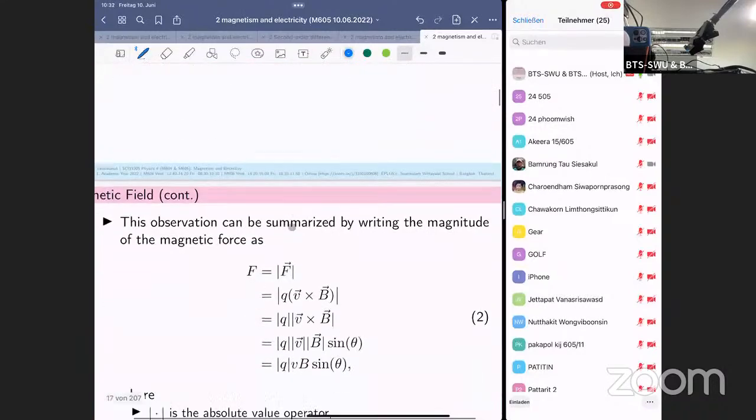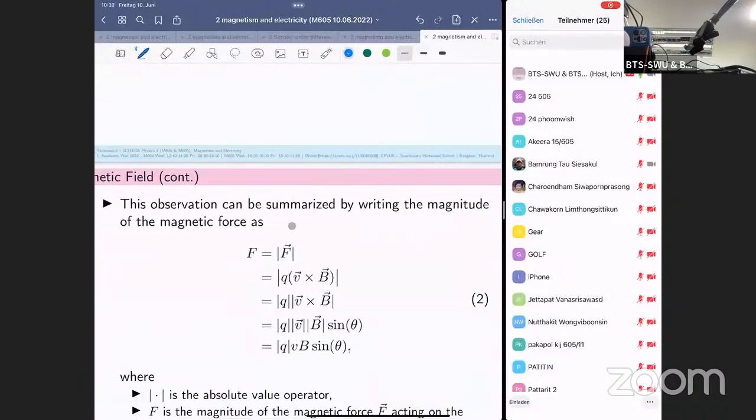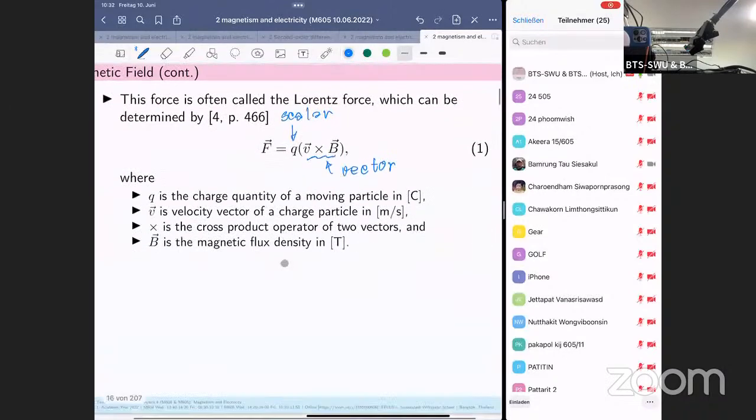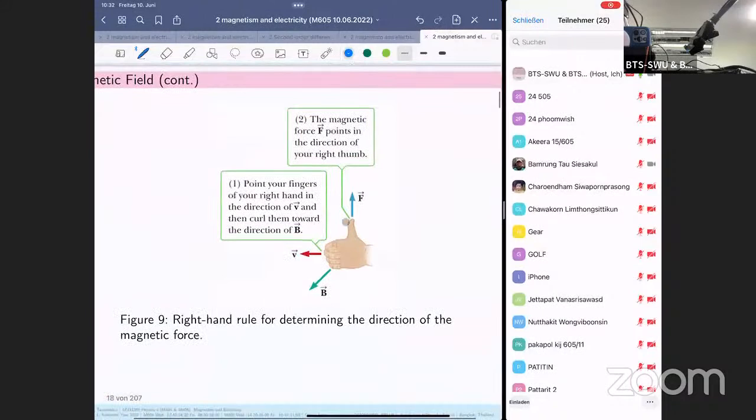For the next part in physics, you need to find the magnitude, right? You could find the direction from the right-hand rule. You rotate your 4 fingers from V to B, and you get the F direction, the induced force, from your thumb direction. That's the first manner.